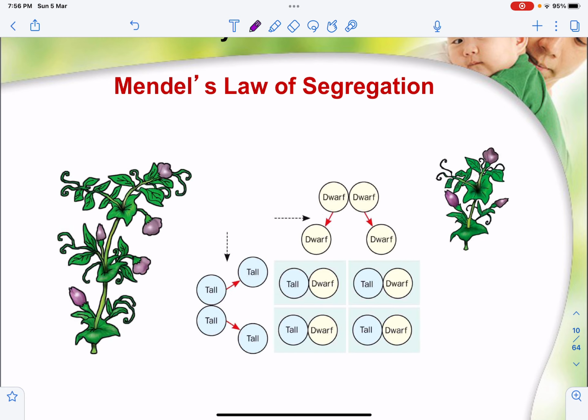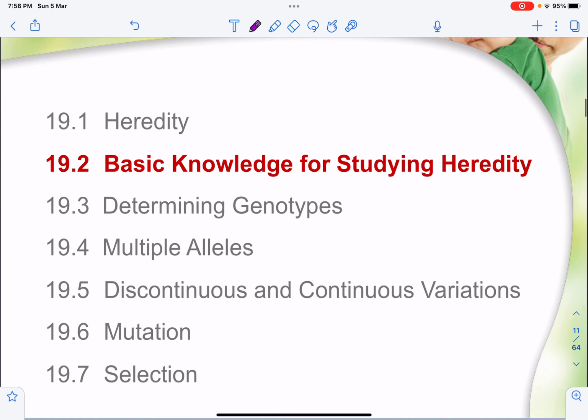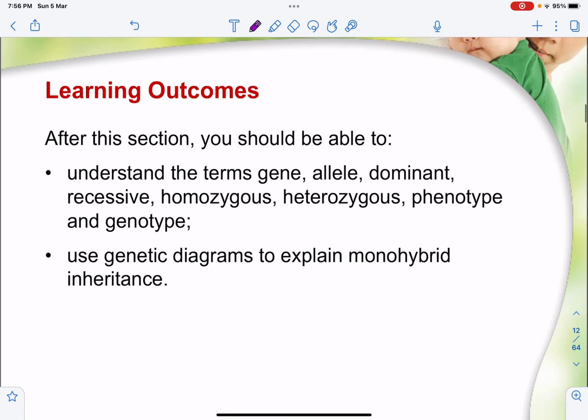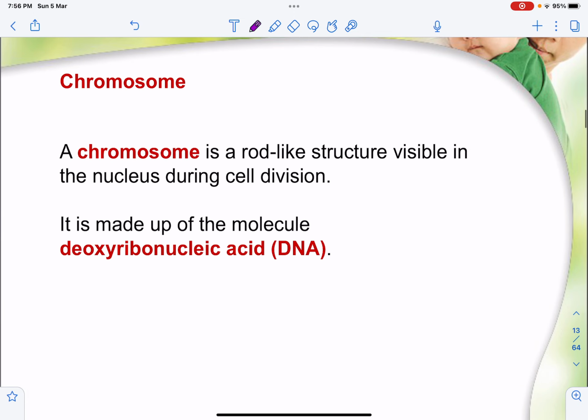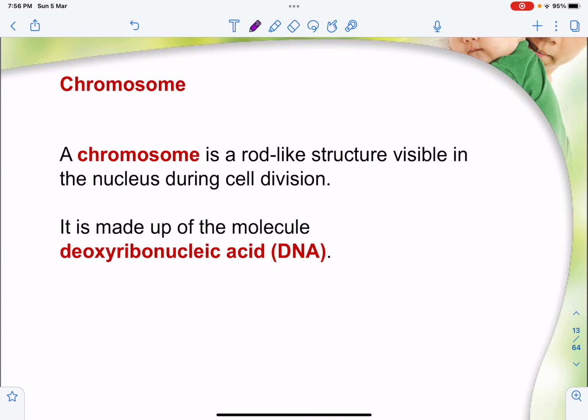So for Mendel's law of segregation, this is how it actually looks like, how I just drew for you. This is an example of a Punnett square. Okay, and that is the general basis of heredity. Now let's look at some of the basic knowledge for studying it. So this portion is more towards how we actually do the naming convention for heredity. This one do rewatch a few times because you need to be very familiar in order to move forward.